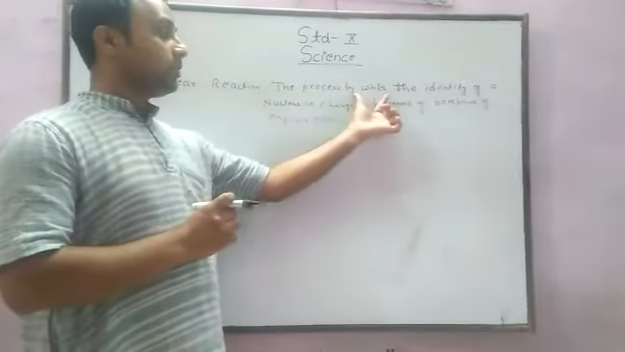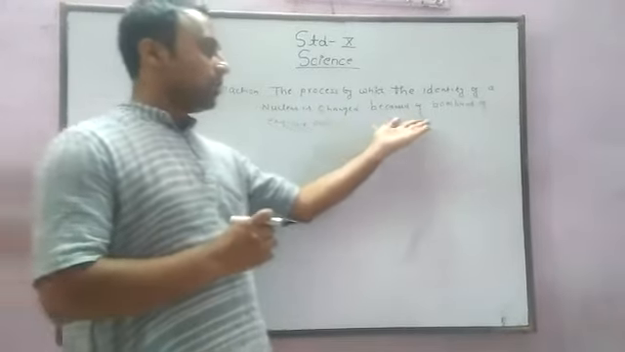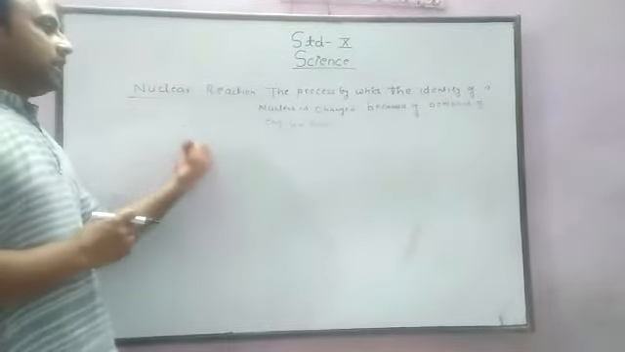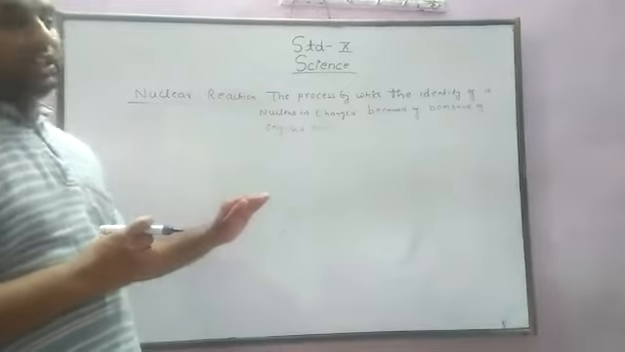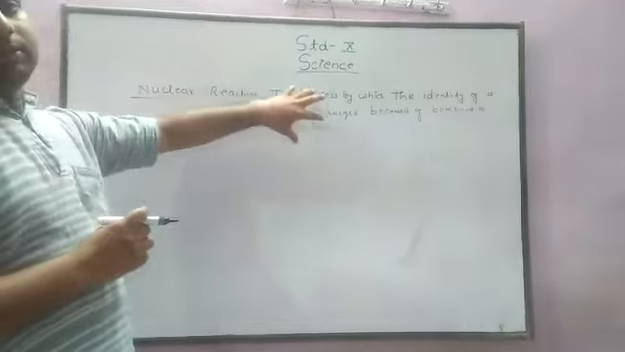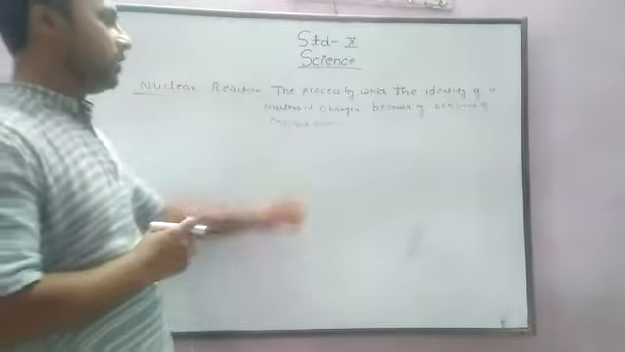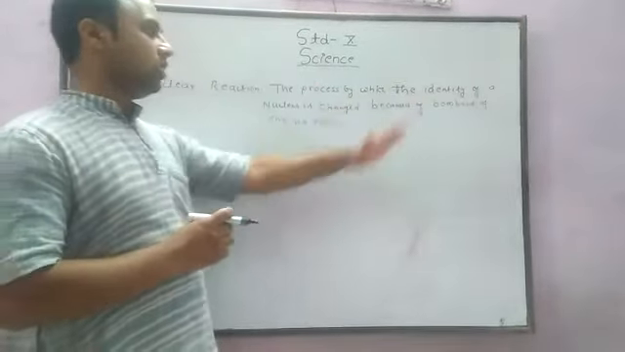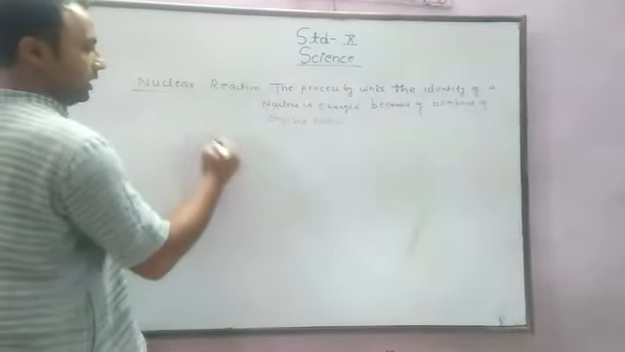The process by which the identity of a nucleus is changed because of bombardment by energized particles. It means the identity of a nucleus will change when a highly energized particle is bombarded with the nucleus, and this nucleus will break up, and hence the nuclear reaction takes place. This is the basic definition. Now we take the nuclear reaction as a chemical reaction.